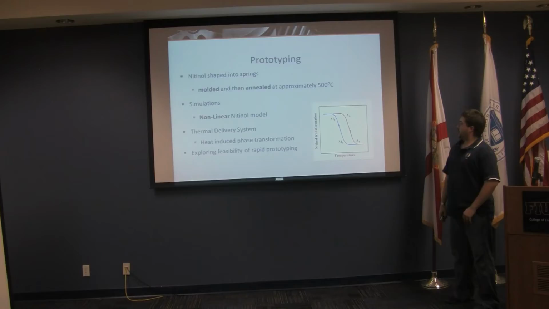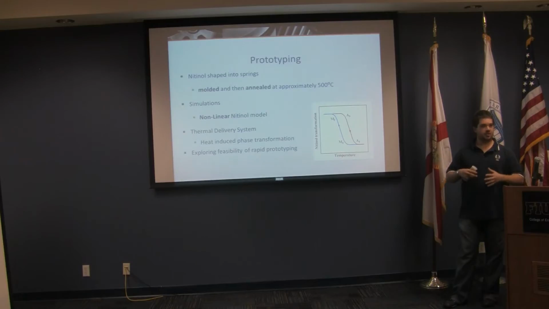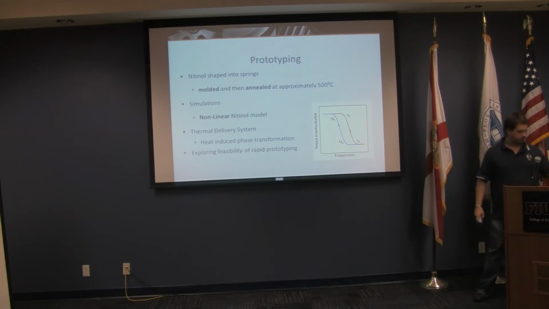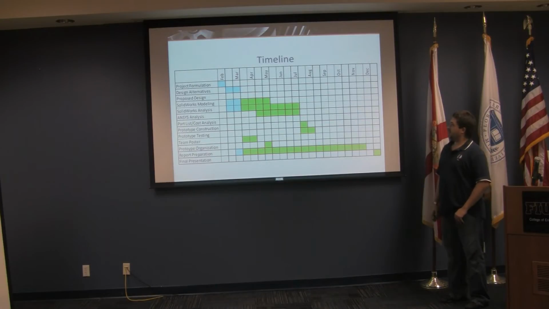As far as the prototyping is concerned, we are going to buy the nitinol in wire form, and we're going to create jigs and fixtures in order to create the springs ourselves. We will mold them and then anneal them at approximately 500 degrees Celsius. We will use nonlinear nitinol models for simulations, and we will also look into developing a thermal delivery system which will control the phase temperature. This is our timeline as of right now.